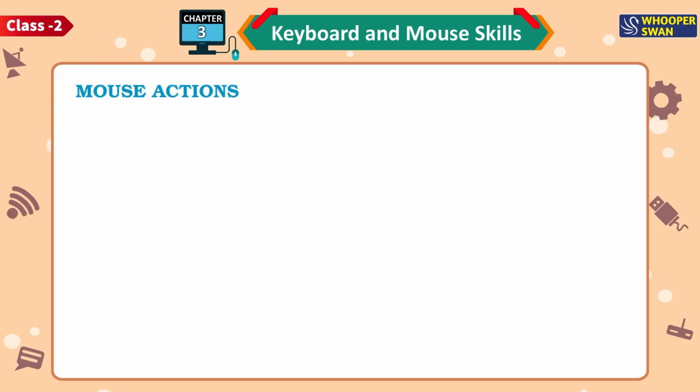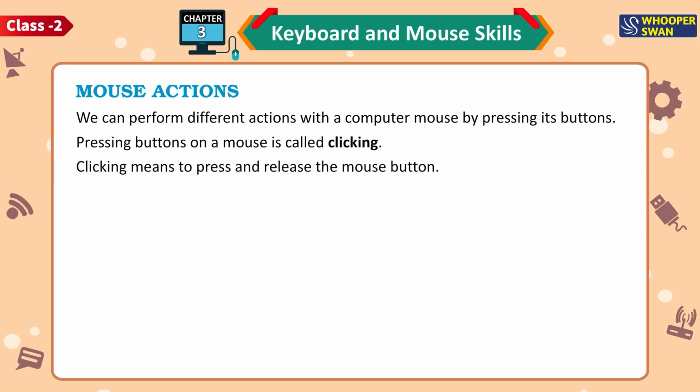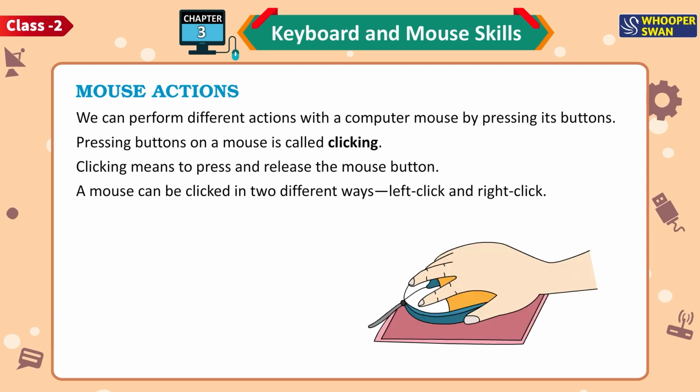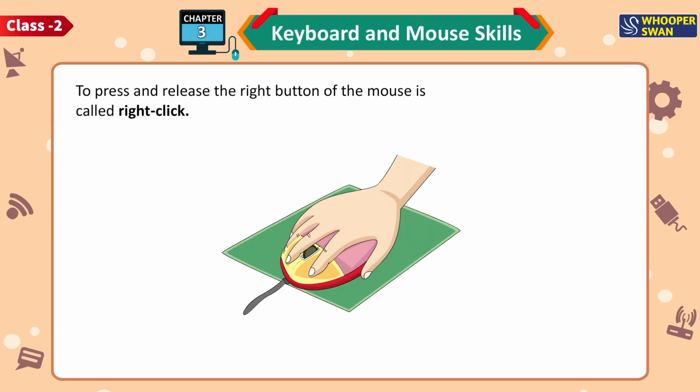Mouse actions. We can perform different actions with a computer mouse by pressing its buttons. Pressing buttons on a mouse is called clicking. Clicking means to press and release the mouse button. A mouse can be clicked in different ways: left click and right click. To press and release the left button of the mouse is called left click. To press and release the right button of the mouse is called right click.